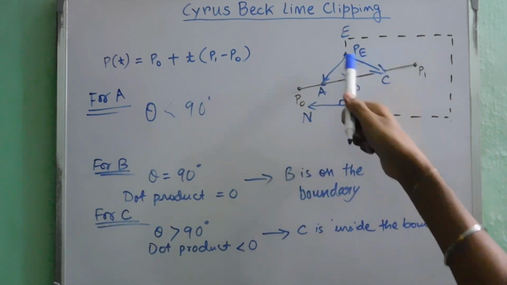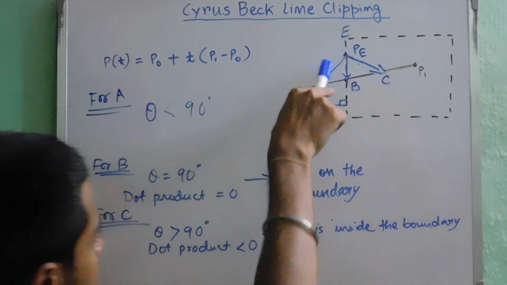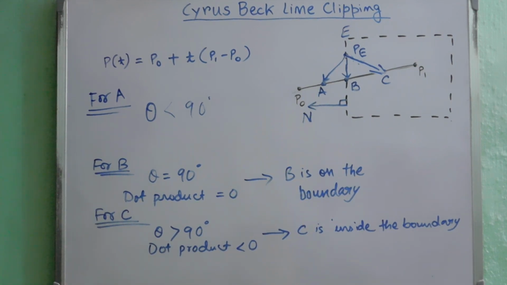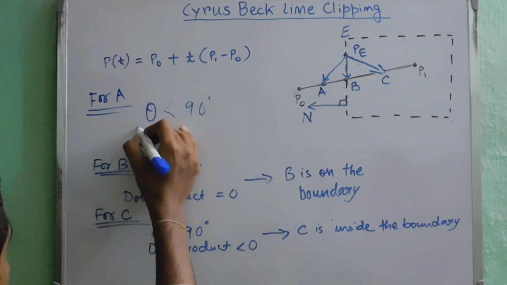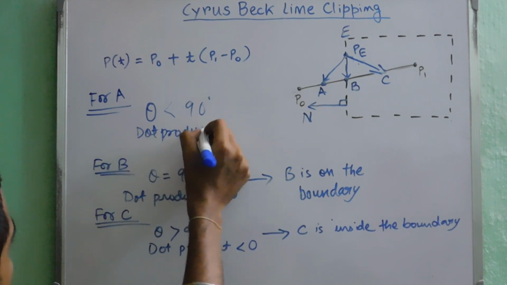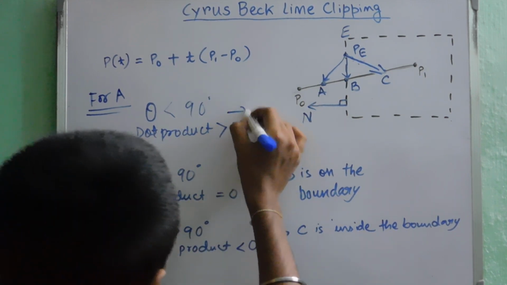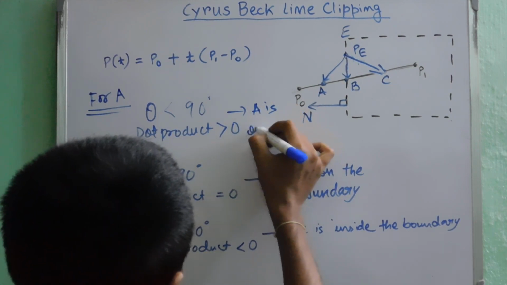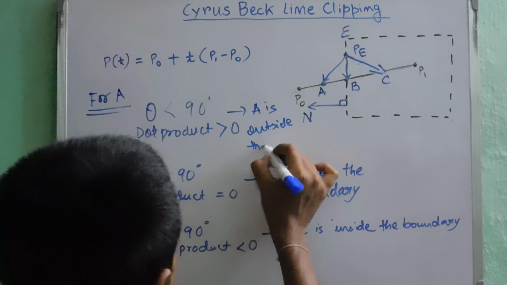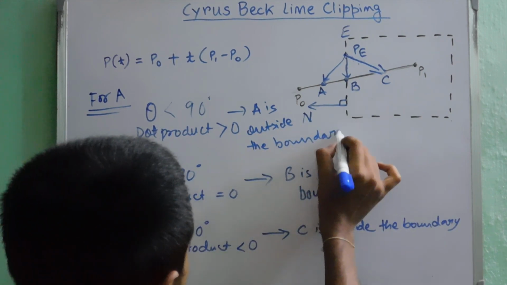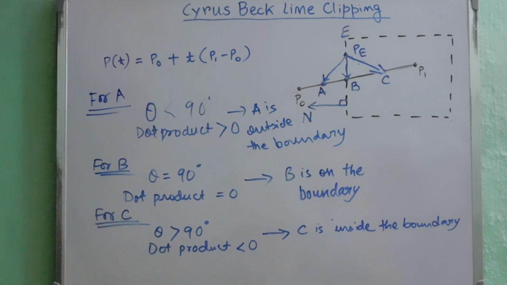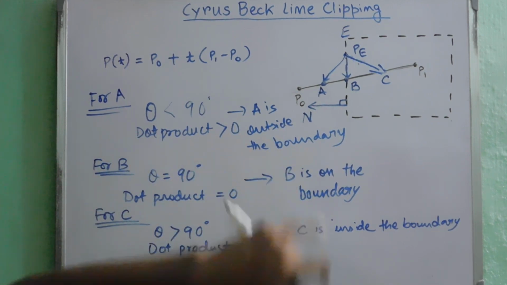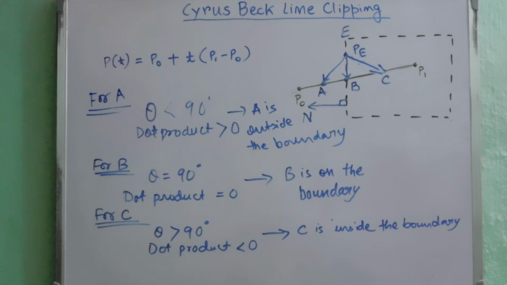Why? Because the direction of this vector and the normal is the same, so theta will be less than 90 degrees, and that means the dot product will be greater than 0. So that will imply A is outside the boundary. This implies that if the dot product is greater than 0, the point is outside the boundary. These are the three conditions that will determine which portions of the line are to be clipped.